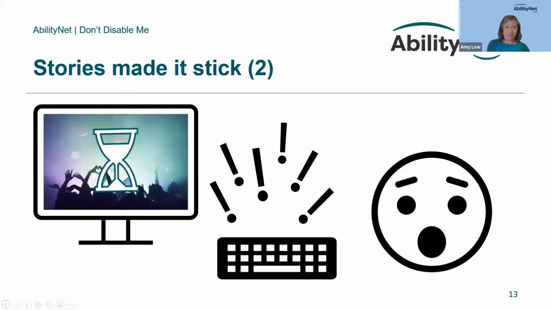Story number 2. Once upon a time, in a land not far away, there was a keyboard-only user who was trying to buy a ticket to a festival. They were very excited as they managed to get into the booking screen quite quickly. They entered their details as quickly as they could because there's a time limit to buy the tickets. And at the very last step, there was a keyboard trap, which meant that by the time they managed to get the darn thing to work, the basket had timed out and the tickets had sold out.